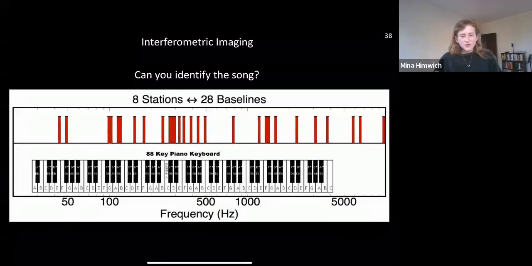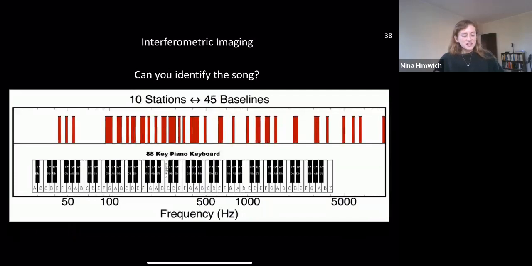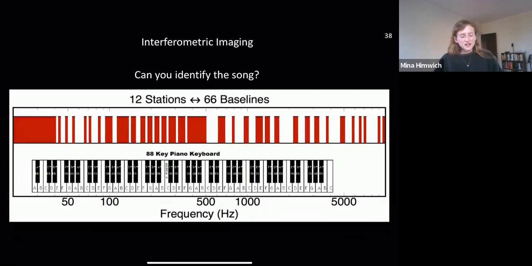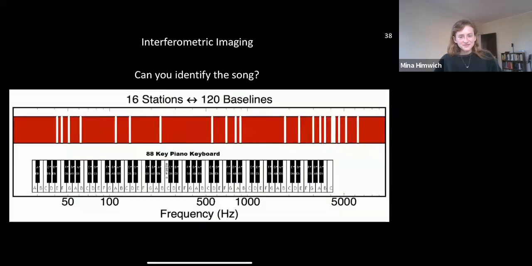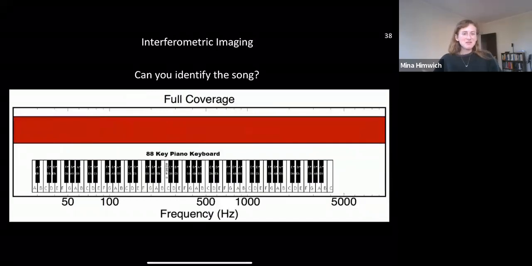Now we're adding, hopefully it's loud enough. Now we're adding more and more stations and more baselines. We're adding more notes on the keyboard. The people would be raising their hands by now. Hopefully, some people might be. And then eventually we'll have full coverage and we can hear the entire song.